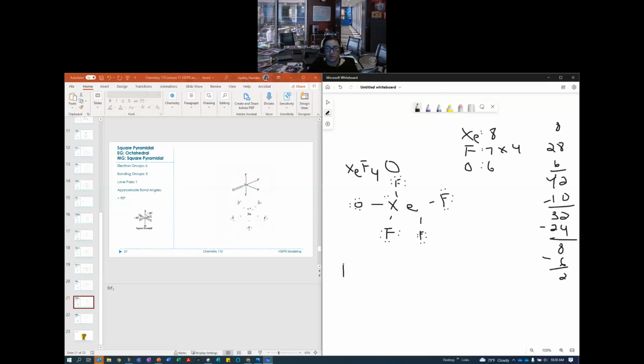Now, let's look at our formal charges. We'll do our Xe, we'll do our O, and we'll do each of the Fs. They're all the same F at this point. So let's start with our Xe. Xe should have 8 electrons. Subtract half of the bonding electrons, so 2, 4, 6, 8, minus the 2 non-bonding electrons. And that's going to give me a formal charge of 4 minus 2, so that's a plus 2, because we're only subtracting the 6 from the 8.